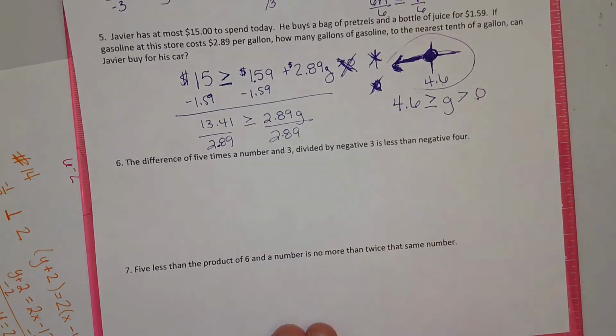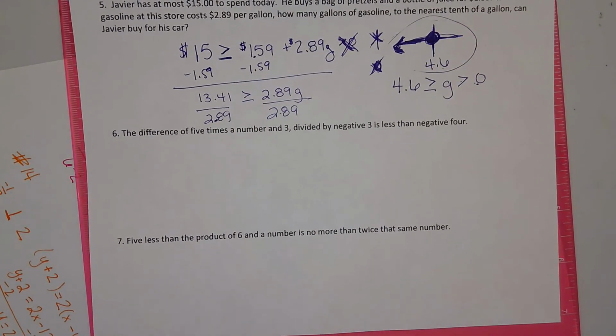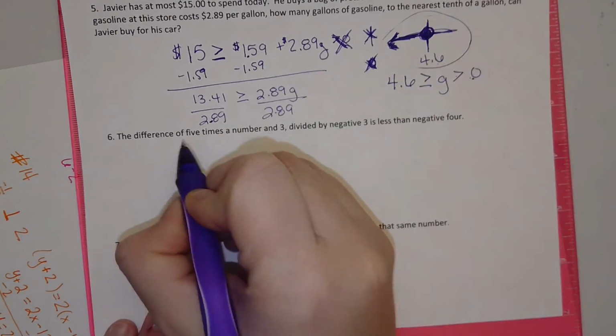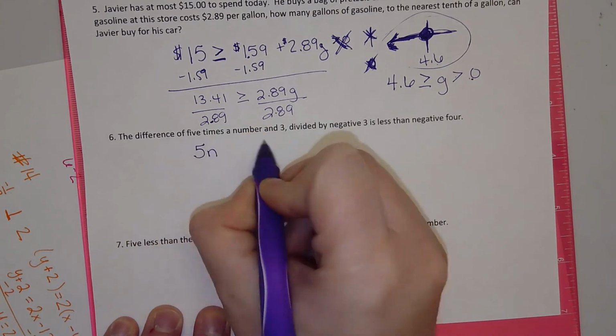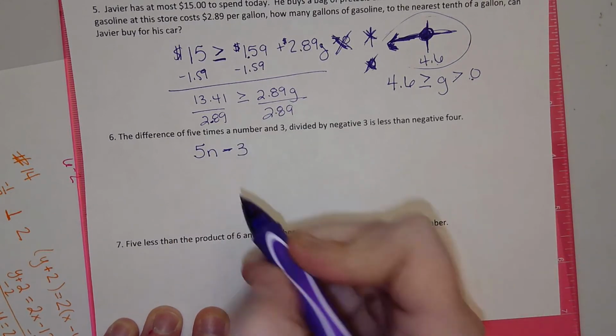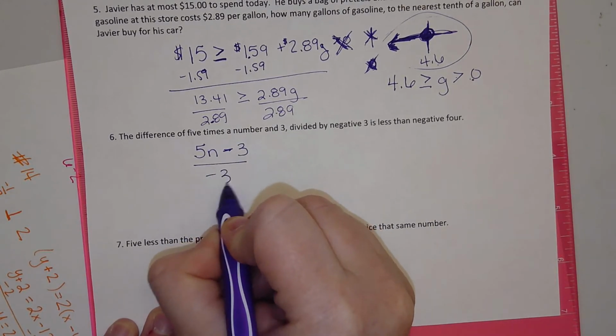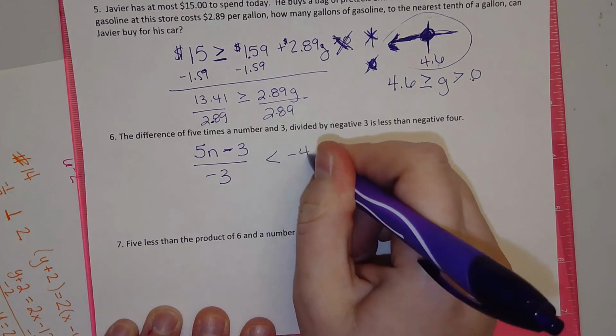So the next thing we have is numbers. These word problems we love because they ask you to write equations based on word problems. So the difference of 5 times a number and 3. Difference means subtraction. 5 times a number is 5n, and 3. So the difference would be these two numbers subtracted, and we read them left to right. Divided by -3 is less than -4.